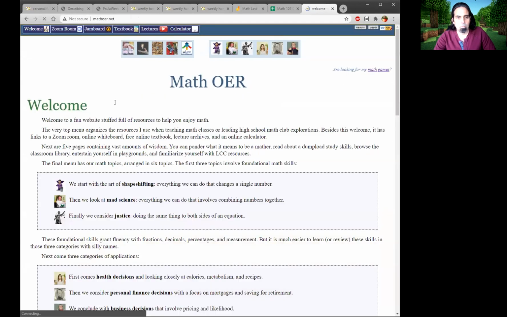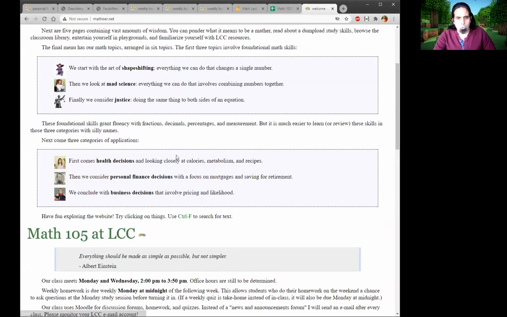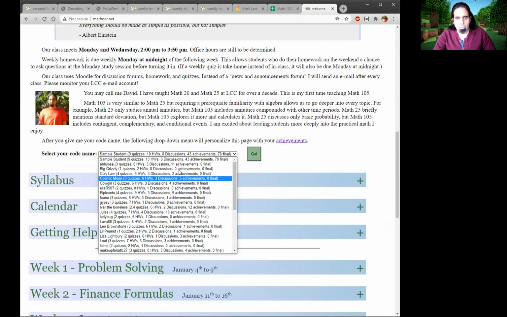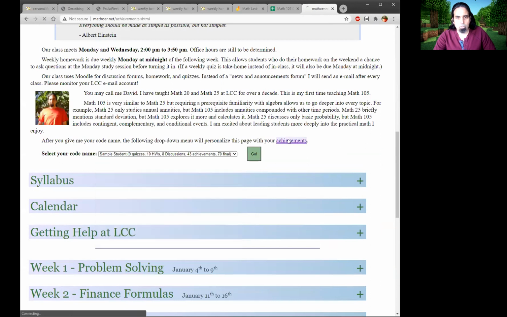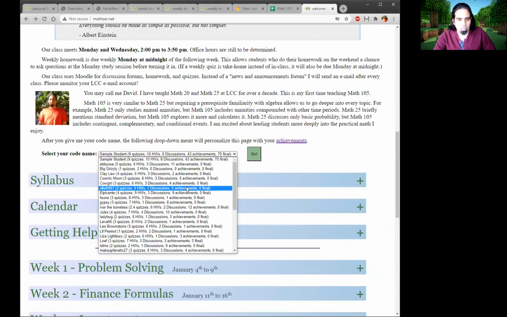Okay, so I'm going to go here. You can not only look up things here, but also there's the list just of your achievements. If you wanted to see those all at once, there is a link there. I'm just going to pick somebody that has done a fair amount of work. So let's look at Gypsy. Has 3 quizzes, 7 homeworks, 1 discussion, and 8 achievements so far.